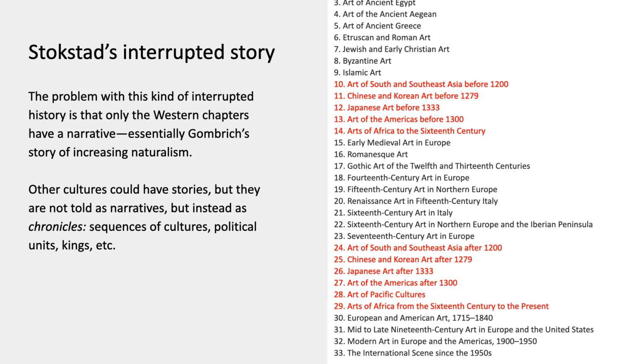A chronicle in historical writing means just a string of dates, times, places, and names, so sequences of cultures or dynasties, other political units, and kings and queens, and wars, and things like that. Those are chronicles. So in some places, the non-Western chapters don't have the kind of forward impetus that she worked so hard to keep in the three sections of Western art.